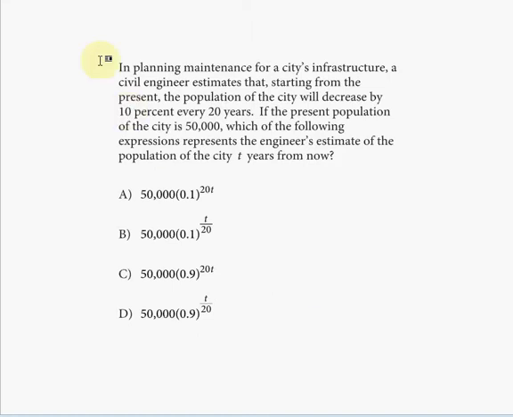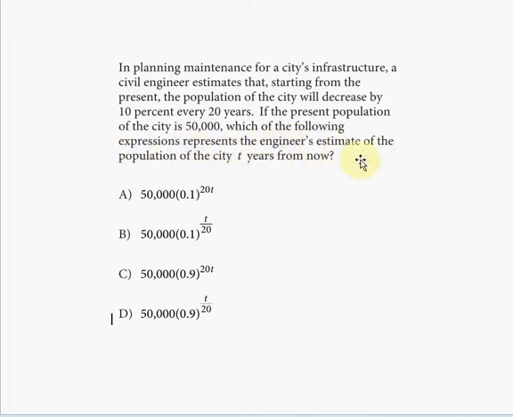In planning maintenance for a city's infrastructure, a civil engineer estimates that starting from the present, the population of the city will decrease by 10% every 20 years. If the present population of the city is 50,000, which of the following expressions represents the engineer's estimate of the population of the city t years from now?